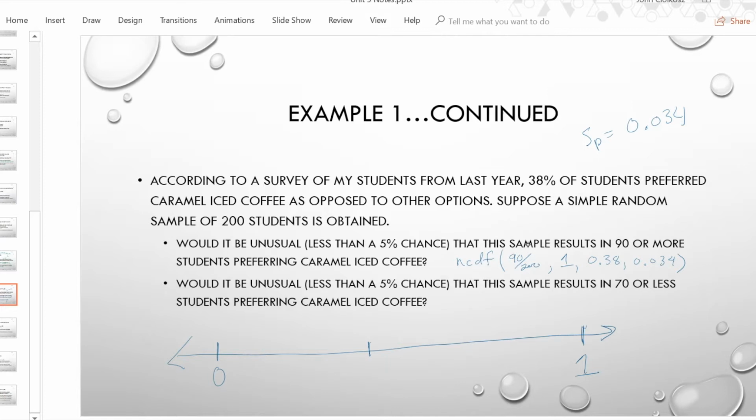All right, for our next one, would it be unusual that this sample results in 70 or less? So here I'm looking at 70. And again, to make that into a proportion, I divide by how many are in my sample. And we want it or less, so I'm looking this way. So normal CDF. That's 70 out of, oh, my bad, going to the left. So I want 0 to be my lower bound. Upper bound is that 70 out of 200, 0.38, and then 0.034.